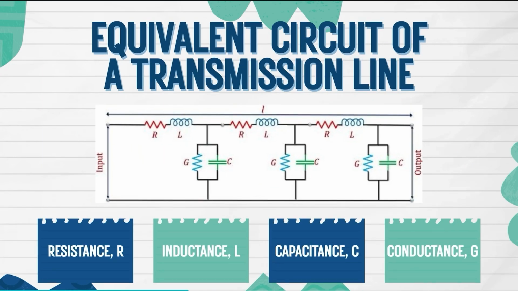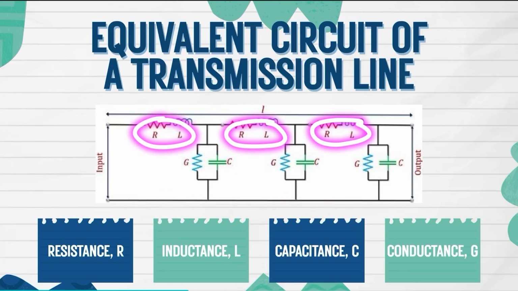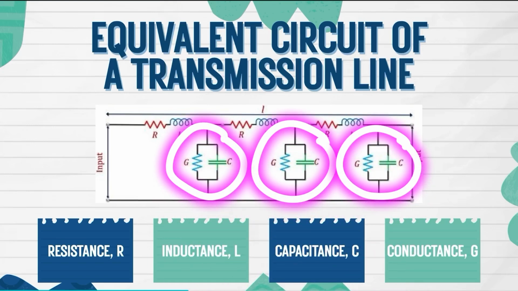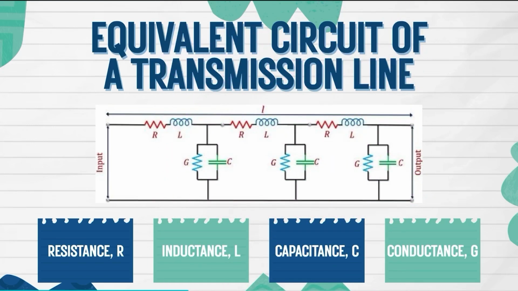These parameters represent how the line stores and loses energy, as resistance and inductance appear in series, modeling the wire itself, while conductance and capacitance go in parallel, representing the insulating material between conductors. This repeated structure forms what we call the equivalent circuit of a transmission line, and it helps us understand how voltage and current waves move, reflect, and lose energy as they travel.